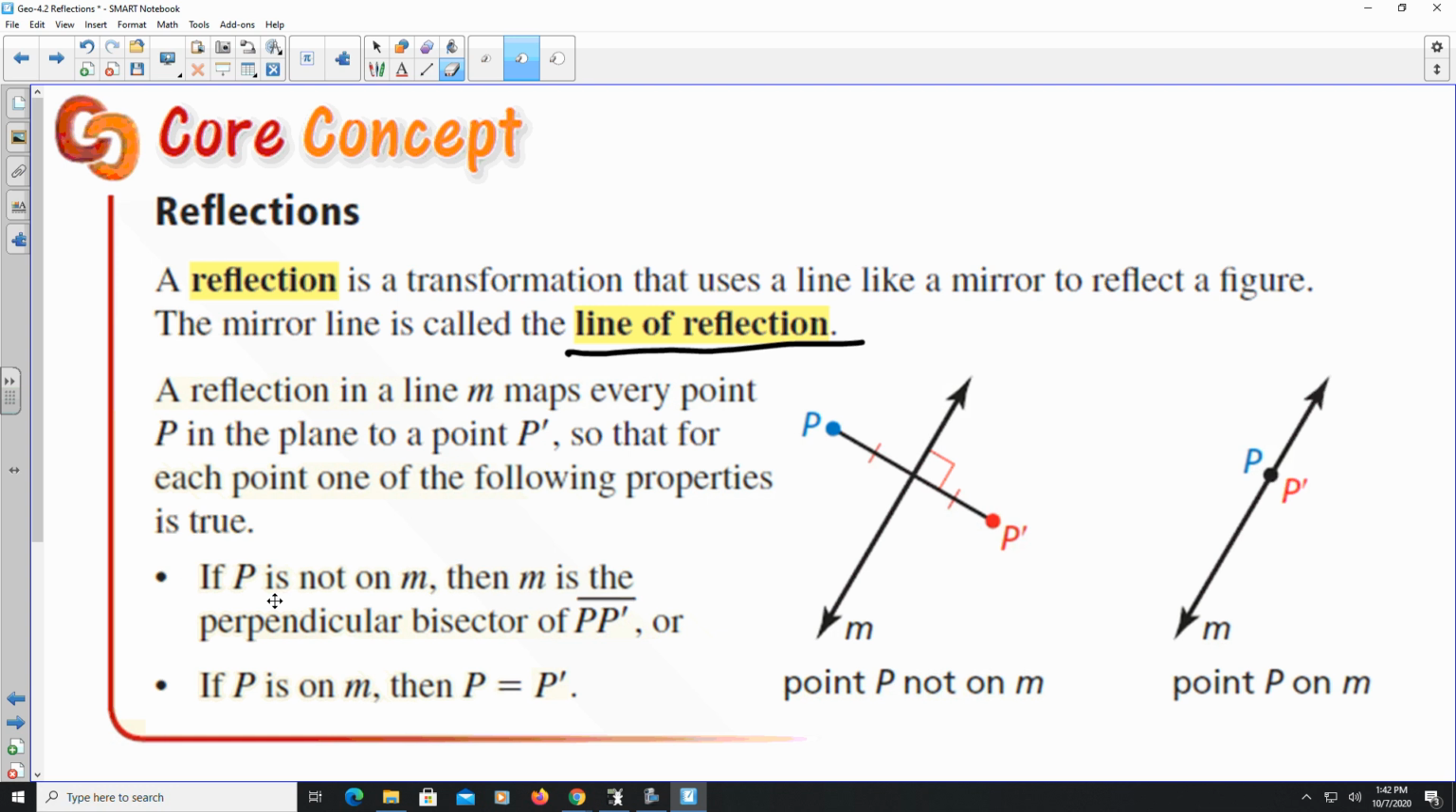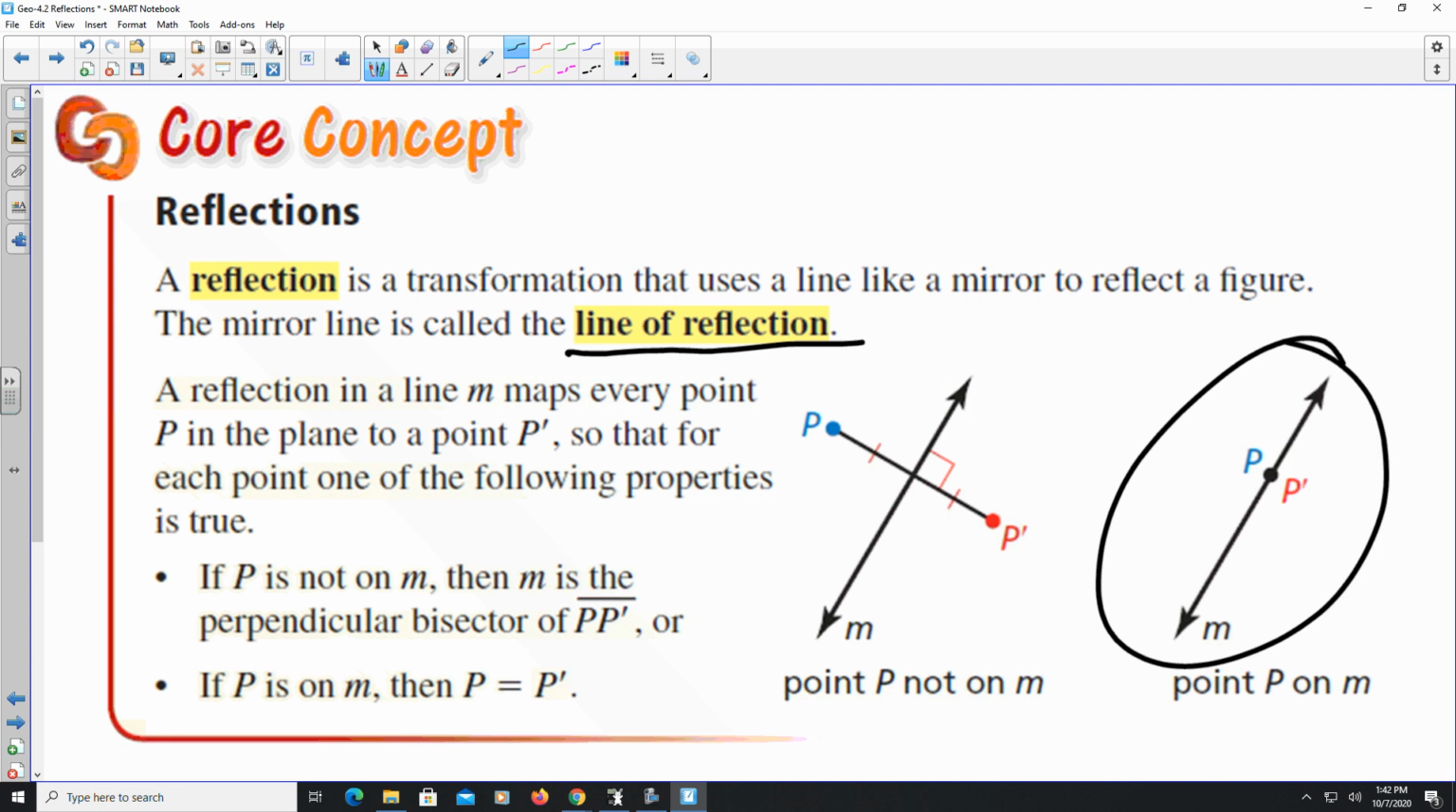Another thing to keep in mind is when you are making a mirrored image of something, you may have to find a series of points, but if a specific point is on the line of reflection, both P and P prime will be the exact same point. So that's what they're trying to establish here.